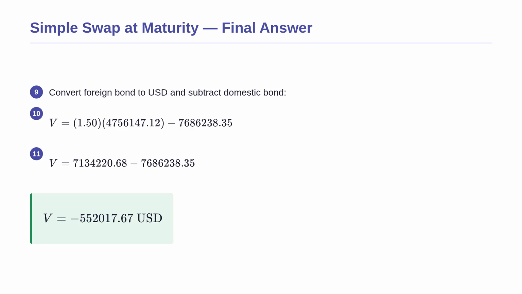Finally, we plug our calculated bond values into the main currency swap valuation formula. We multiply the present value of the foreign bond by the spot exchange rate of 1.50 rupees. This crucial step converts the British pounds into US dollars, giving us about $7.13 million. We then subtract the present value of the domestic bond. The final result is negative $552,017.67. Because the number is negative, the swap is currently a liability for the US company. The dollars they must pay are worth more than the pounds they will receive.